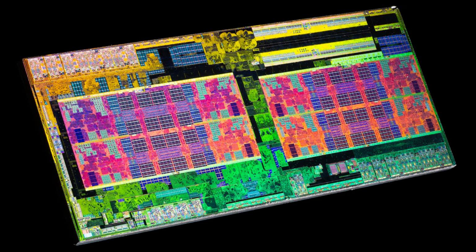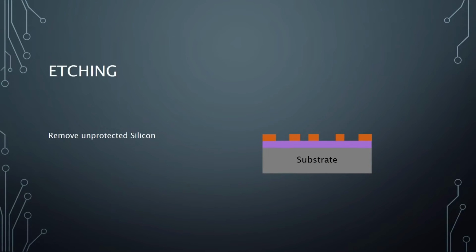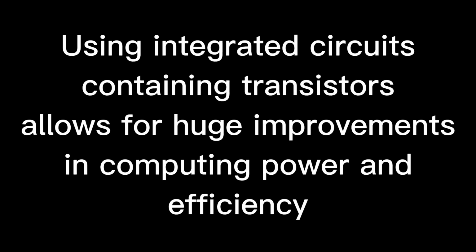The process by which integrated circuits are made is complex, but in a nutshell, light is used to create patterns on a silicon wafer. Then other materials, such as metals, are deposited and etched. This is done many times until the finished integrated circuit is made. Integrated circuits have allowed us to create computers that are more powerful and efficient than ever before.